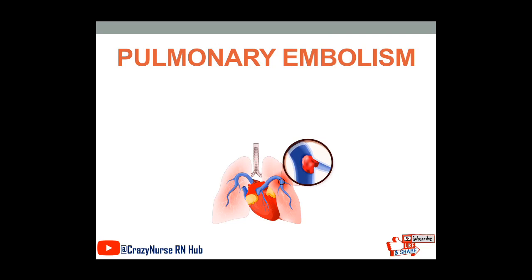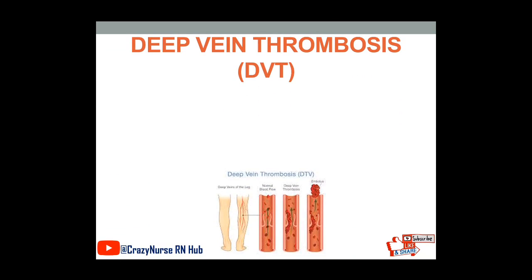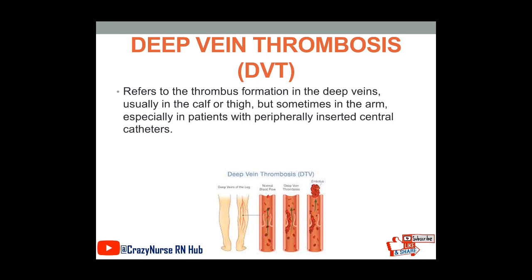Now let's have the pulmonary embolism. It refers to the obstruction of the pulmonary artery or one of its branches by a thrombus or thrombi that originates somewhere in the venous system or in the right side of the heart. We also have a related condition known as the deep vein thrombosis or the DVT. It refers to the thrombus formation in the deep veins, usually in the calf or thigh, but sometimes in the arm, especially in patients with peripherally inserted central catheters.